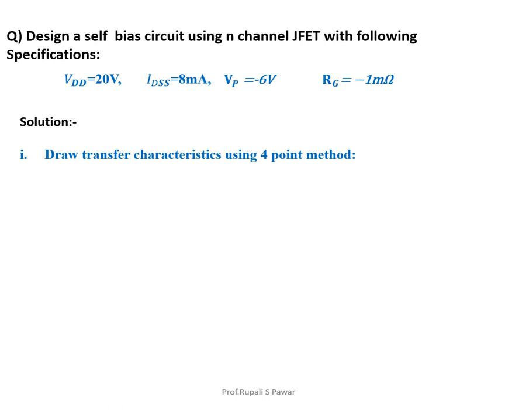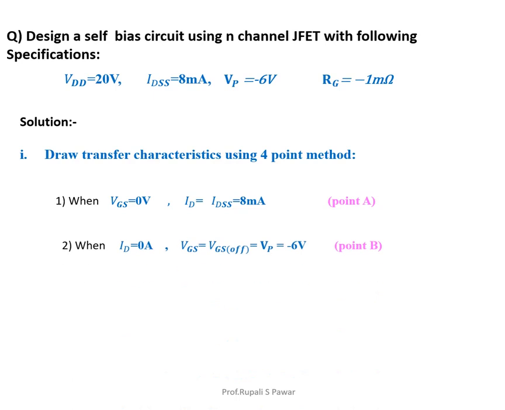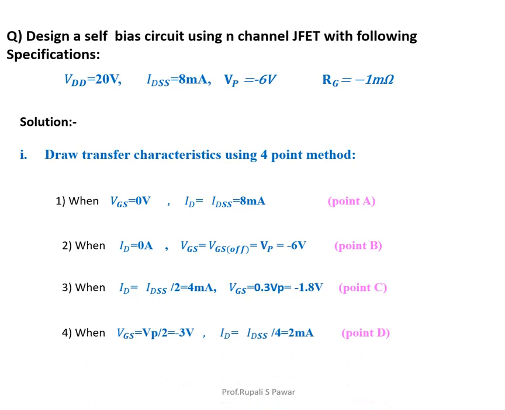The 4 points are calculated like this. When VGS equal to 0, ID is IDSS, that is 8 milliampere, point A. When ID is 0, VGS is VGS off, minus 6 volt, point B. When ID is IDSS by 2, that is 4 milliampere, VGS is 0.3 VP, that is minus 1.8 volt. When VGS is VP by 2, minus 3 volts, ID is IDSS by 4, that is 2 milliampere, point D.